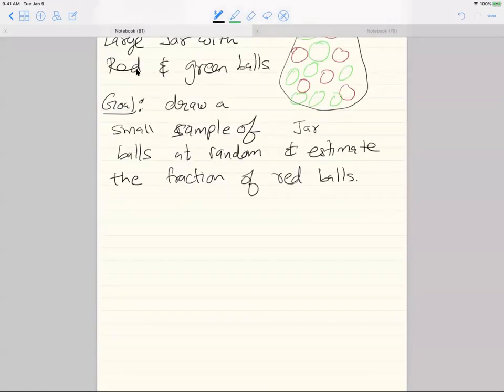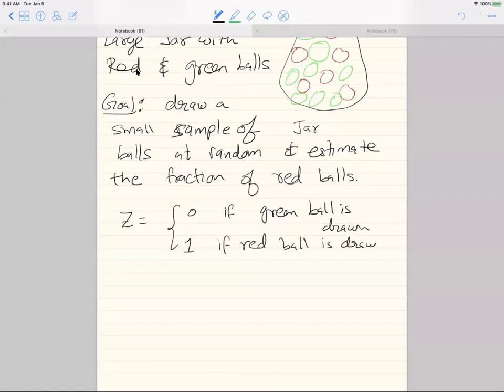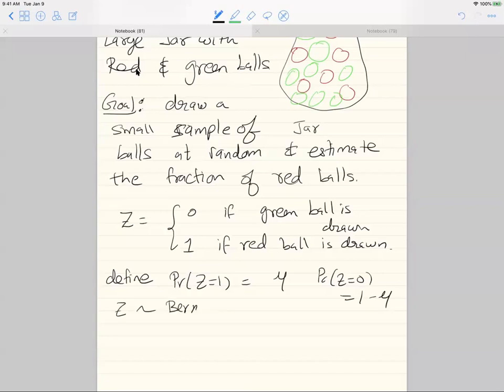So we will define an indicator function Z to be 0 or 1: 0 if a green ball is drawn, and 1 if a red ball is drawn. So Z is a Bernoulli random variable. We define the probability that Z equals 1 as mu, and the probability that Z equals 0 as 1 minus mu. In other words, Z is Bernoulli(mu). And our goal is to estimate mu, which is not known to us. This is the fraction of red balls in the jar, and this is what we want to estimate.